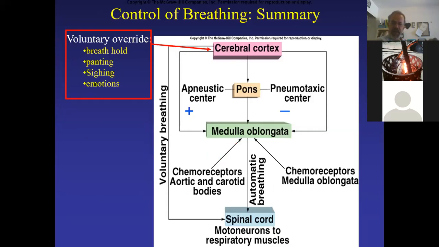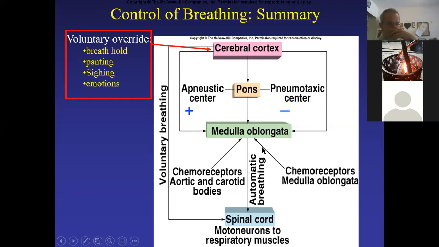Okay, so let's take a look at the big picture and just add one more thing to this. Here is the center of the universe, the medulla. Obviously, we know that that generates the basic rhythm of breathing through nerves, which go to the respiratory muscles by way of the spinal cord. With quiet breathing, of course, it would be the diaphragm and the external intercostals. We know that the pons can influence the medulla, either stimulating it via the apneustic center or inhibiting it by the pneumotaxic to adjust the breathing rate. We also know that chemoreceptors can also influence it.